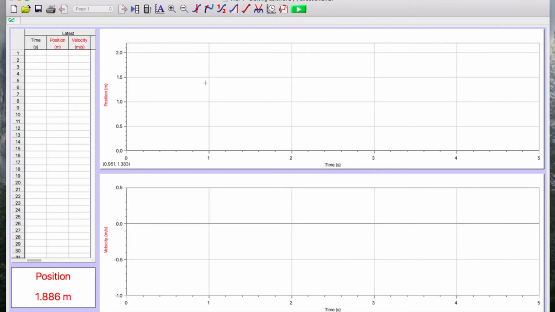So in this case, we've got the cart at the bottom of the ramp. It's going to be moving uphill toward the motion sensor, so it will be moving in the negative direction.